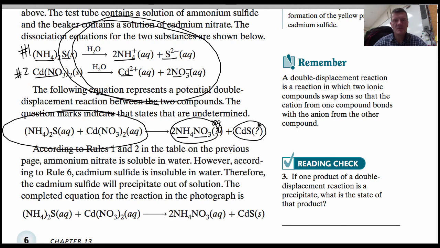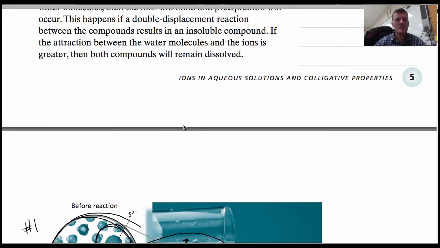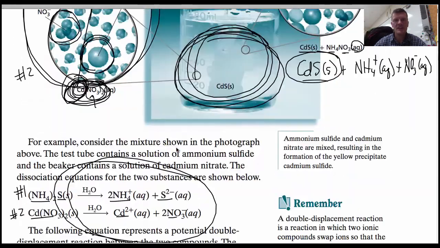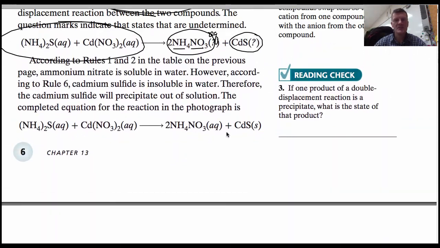But this cadmium sulfide, if you look back up at the table, you'll note that sulfides are insoluble. So cadmium sulfide is going to be insoluble. This is going to be your solid right there. Okay? The other potential compound is actually no compound at all because it's still aqueous, it's still dissolved. Or I should say dissociated.